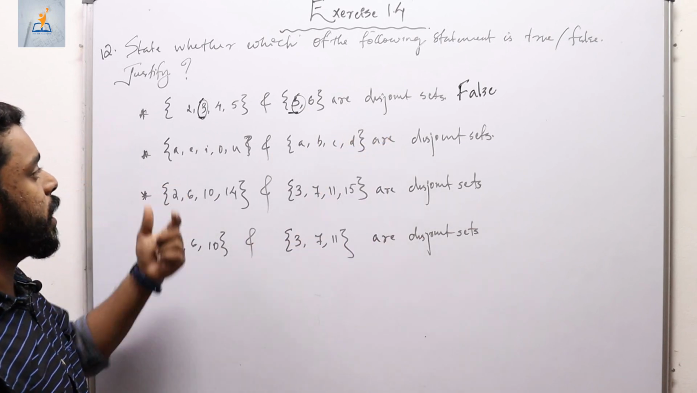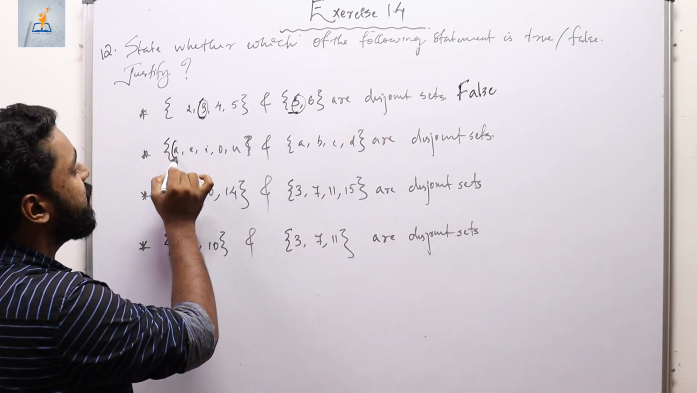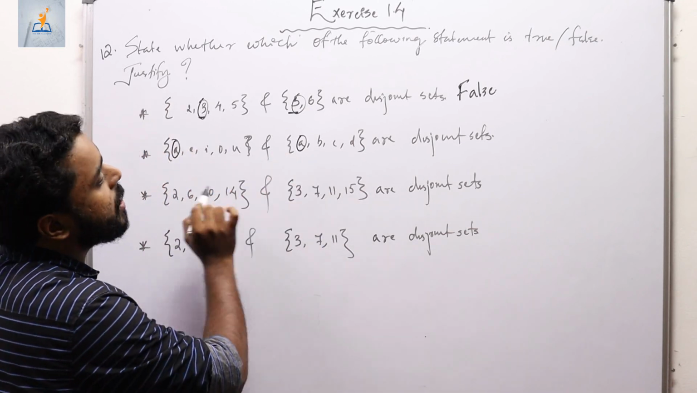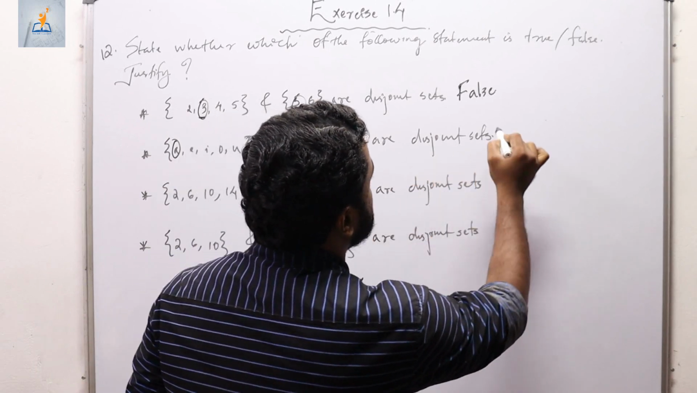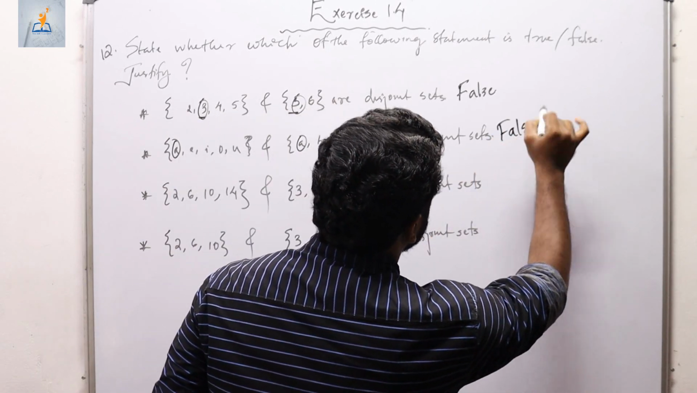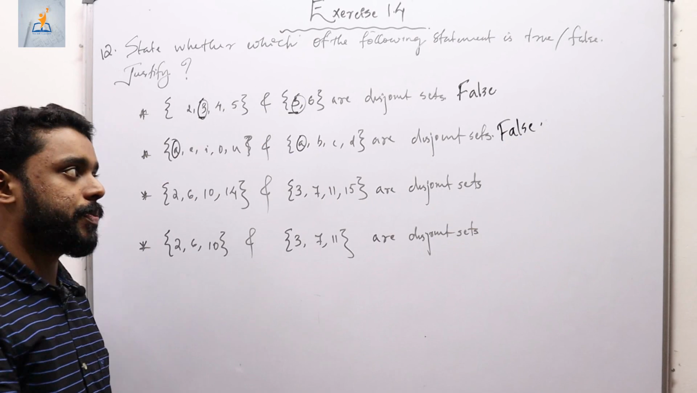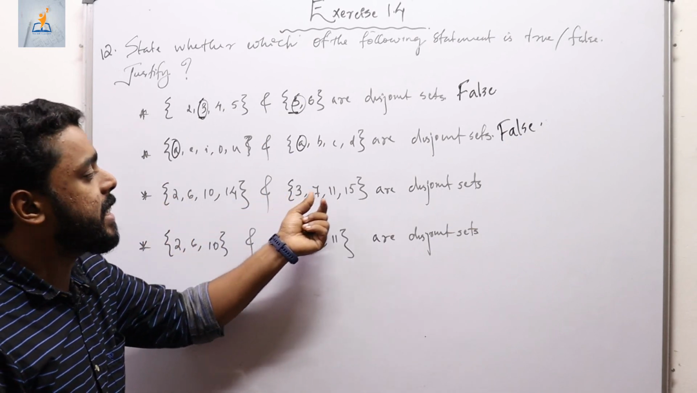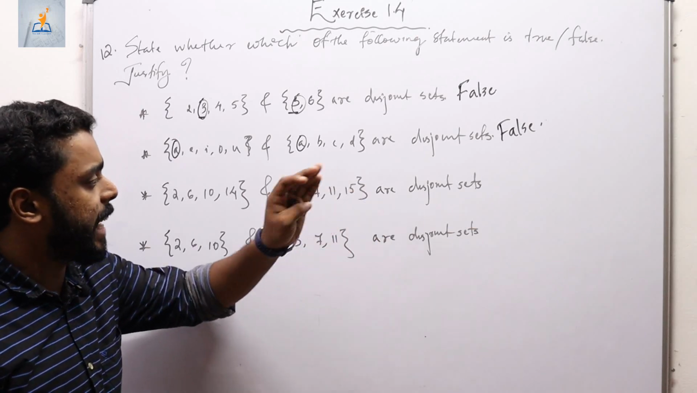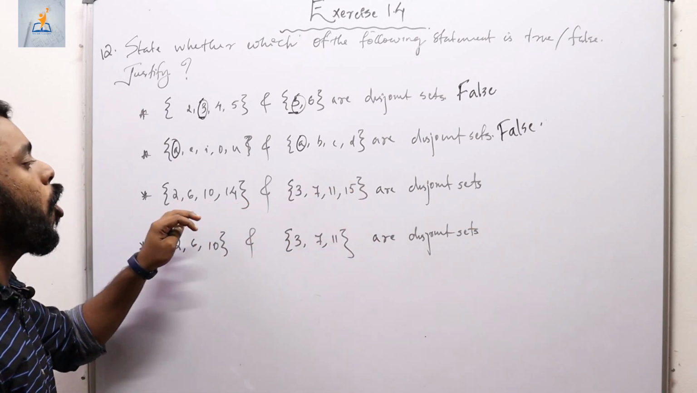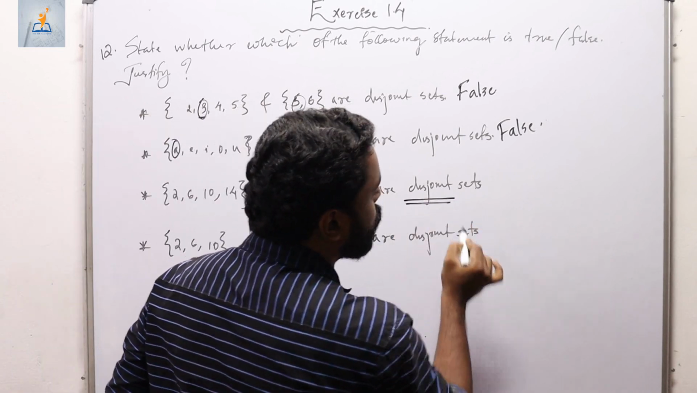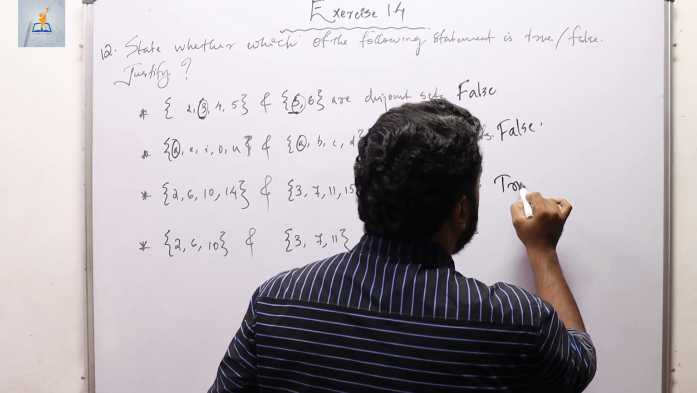Okay, coming on to the second one. Here we have a as a common element to both the sets, and hence we can say that these two sets are not disjoint, hence the statement is again false. Coming on to the next one, {2, 6, 10, 14} and {3, 7, 11, 15} are disjoint sets. Exactly. See, there are no common elements to both the sets. Hence, we can say that these two sets are disjoint. Hence, the statement is true.